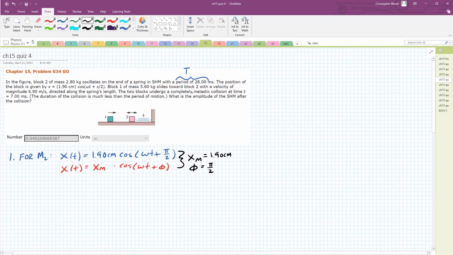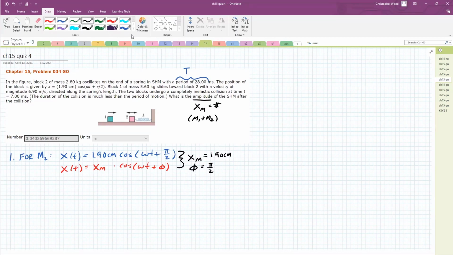They stick together. The collision occurs at 7 milliseconds and they stick together. What is the amplitude of the simple harmonic motion? So this is what we're looking for. We're looking for xm, the amplitude for the combined m1 plus m2. This is what the problem is saying: block 1 and block 2 stick together. What is their resulting amplitude as they continue to bounce back and forth?